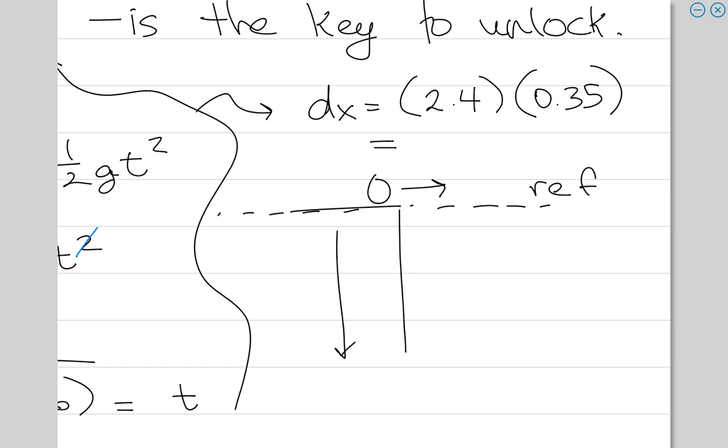Final answer? And I'm not worried about sig digs right now, but I think it would be 0.8 if we use sig digs. Okay, so there is our horizontal displacement. And what do we call that again? Starts with R.